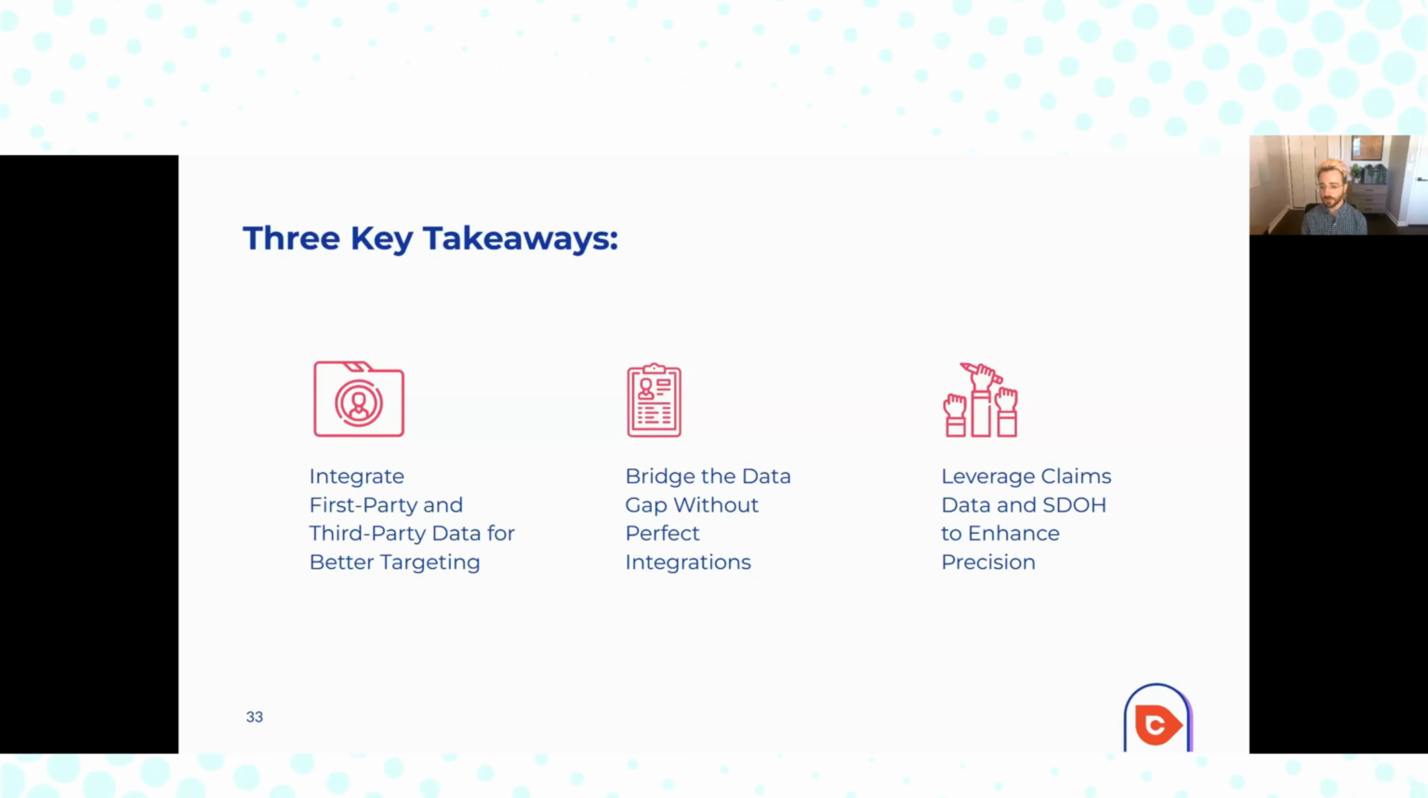Bridge the data gap without perfect integration. This refers back to that roundabout feedback loop. Let's not make perfect the enemy of good, and let's try to connect the dots as much as we can between those two platforms, even if we can't have a direct integration. And then finally, leverage claims data and social determinants of health to enhance precision. This is where you can stop targeting the haystack, start targeting the needle, and also be more cognizant in the way that you're speaking to that person when you're tying back the social determinants of health. So those are the 3 takeaways.